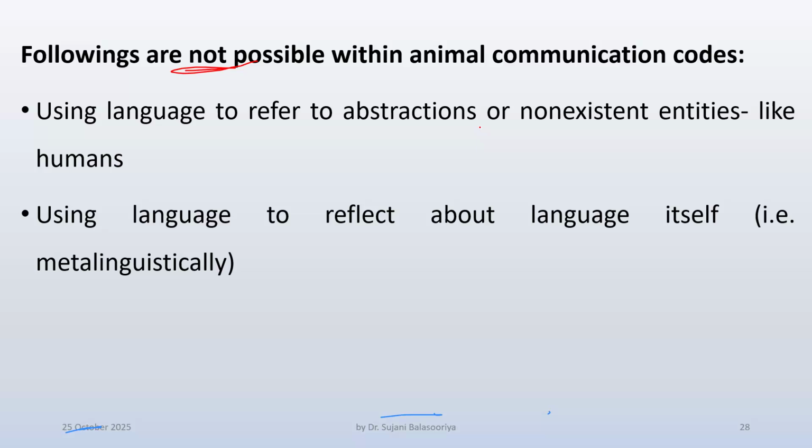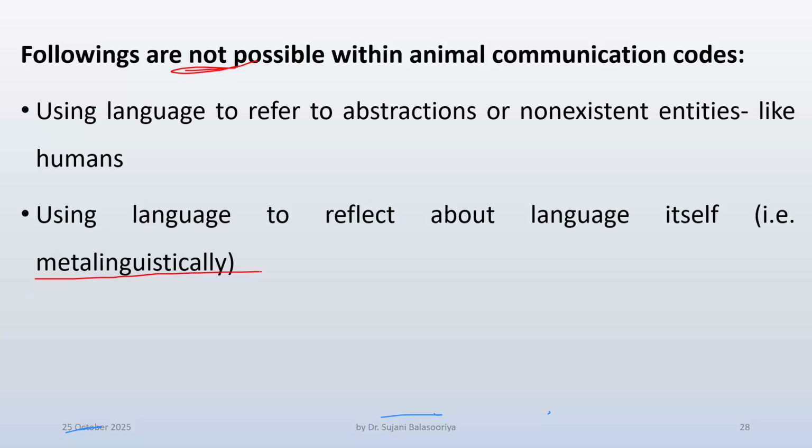And another one, using language to reflect on language itself. We call it metalanguage, or metalinguistically. Metalanguage means using language to talk about language. Now, what do we do here? What am I doing here? I am using the English language to talk about the nature of language, drawing examples from the English language.